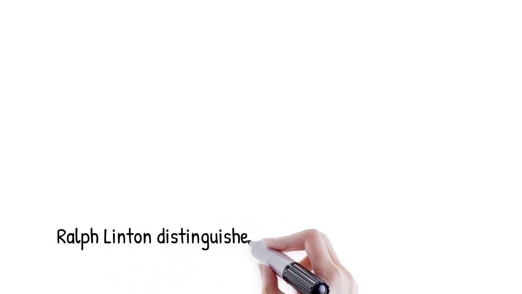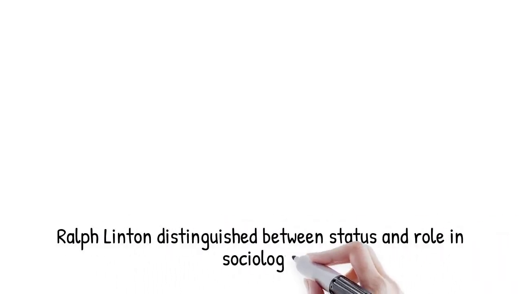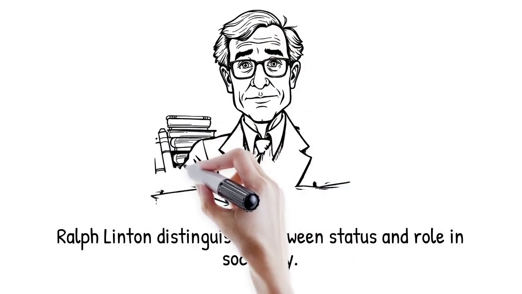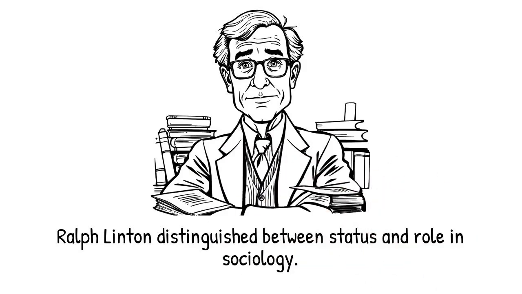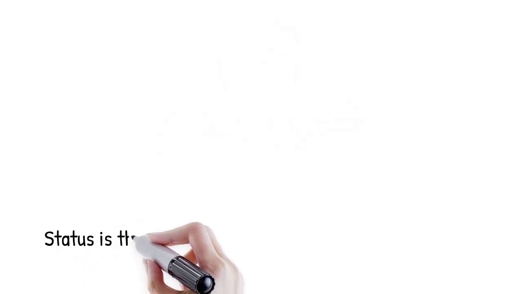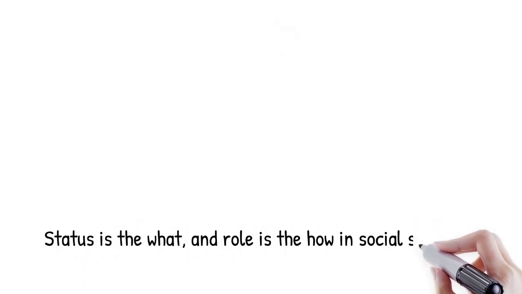Ralph Linton, 1936, was one of the first sociologists to clearly distinguish between the two. He noted, "A status is a position in a social system, while a role is the dynamic aspect of that position, the actual behavior." So, while status is the what, role is the how.